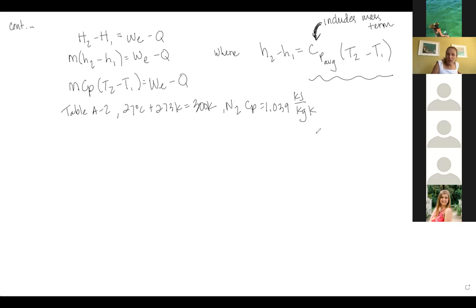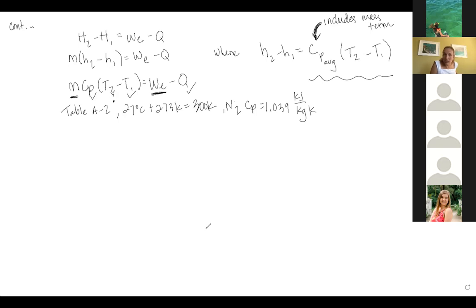All right, so now we have CP. In the problem statement, we are not told a mass. So we don't have a mass. We do have CP. We're trying to find this temperature 2. We're told temperature 1. We don't know our electrical work, but we can calculate it, and we're told our heat.